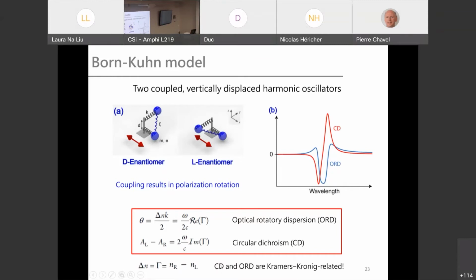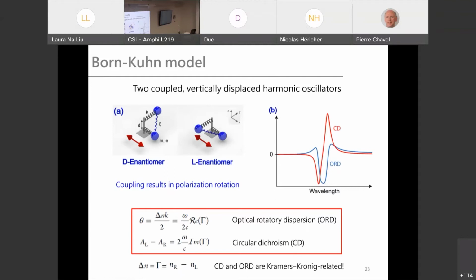And for your information, CD and optical rotary dispersion, these two terms, are not independent. Rather, they are Kramers-Kronig related. So if we plot them out, the right one is the CD spectra, and then the ORD is plotted in the blue line. So they are correlated.